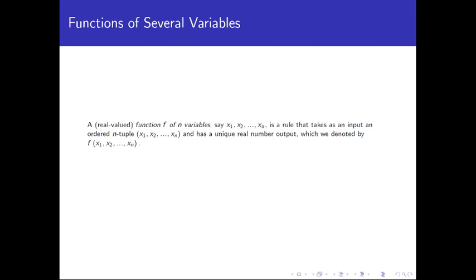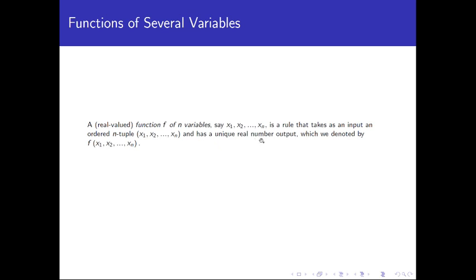In this video, we're going to talk about functions of several variables. A function of several variables is much like a function of a single variable. It's just that instead of the input being a single number that we plug in, we're going to plug in a whole n tuple of numbers, like an ordered pair or an ordered triple. So the input is going to be x1 to xn as a tuple, and when we plug that into the function, we'll get a real number output.